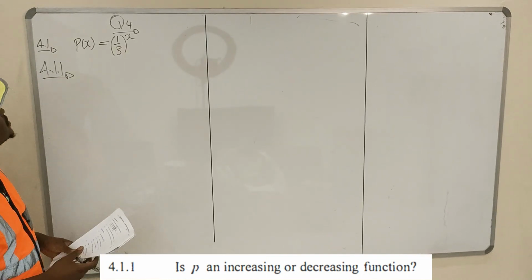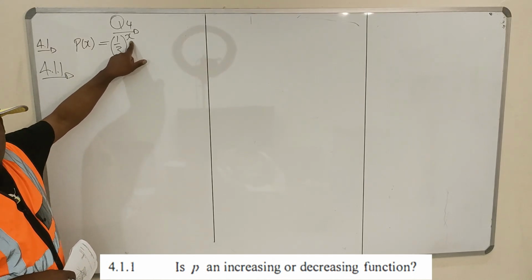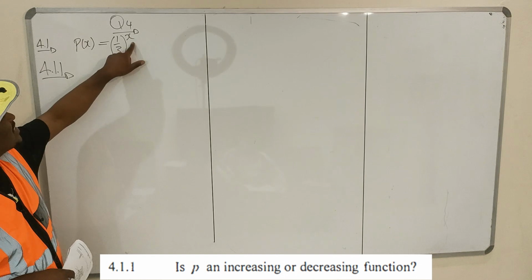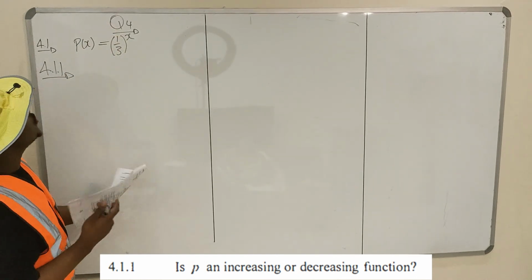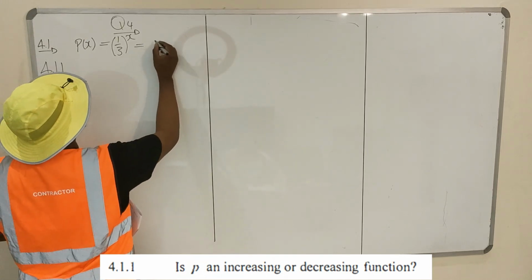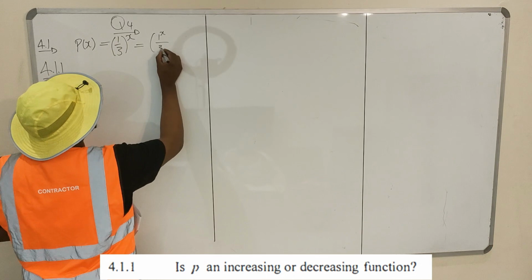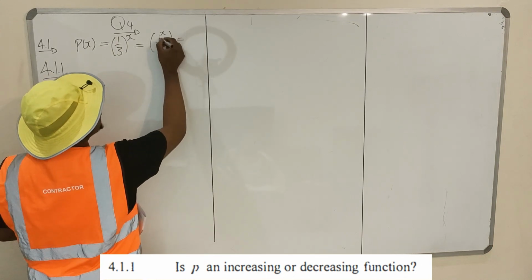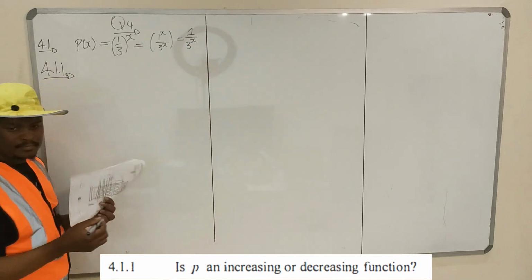How do you find that? You imagine a situation where you are increasing your x, right? Yes. If your x is getting bigger, what happens to this? So you know very well that this is equal to 1 raised x over 3 raised x, which is 1 over 3 raised x, right?